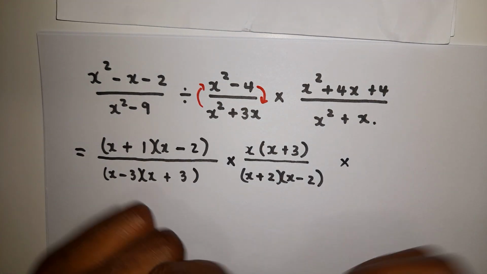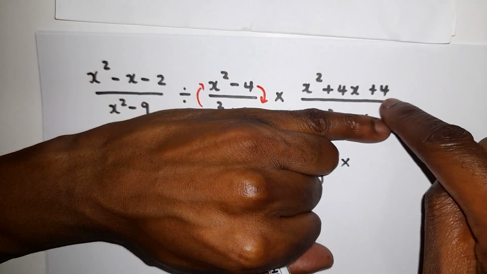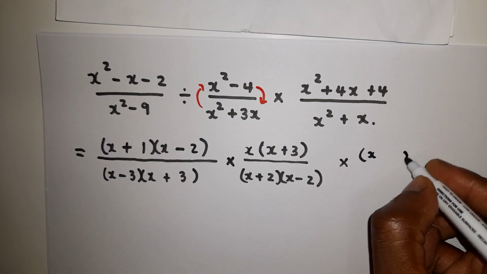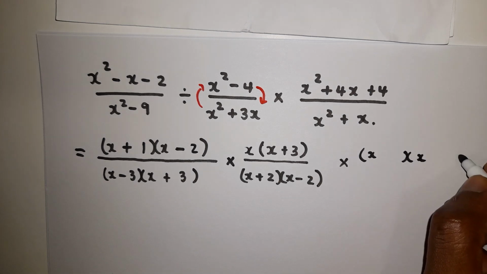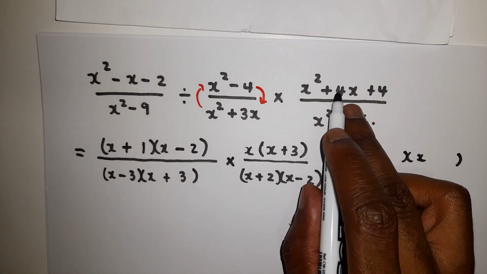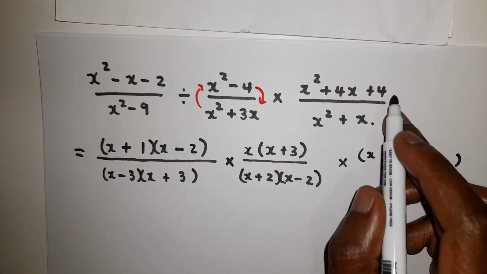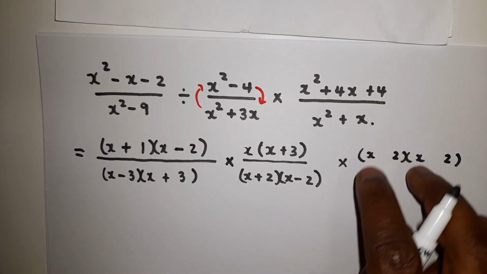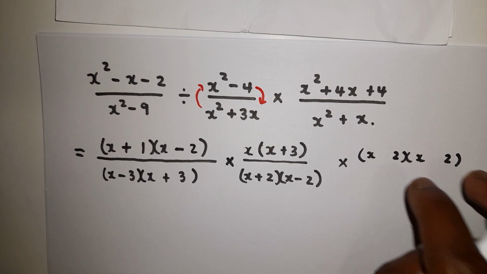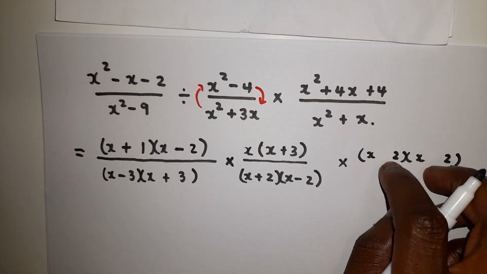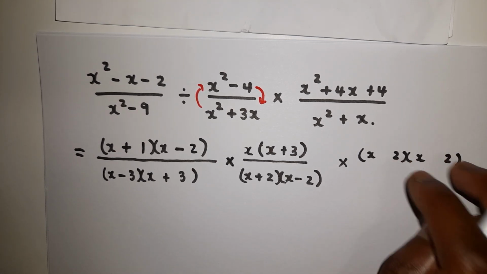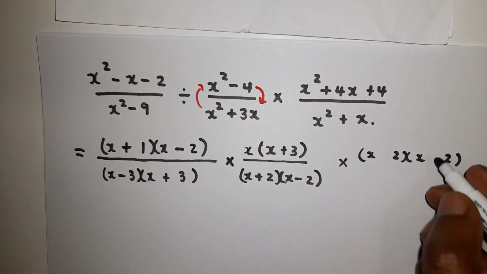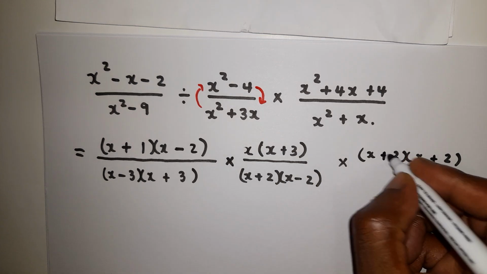Then multiplied by, this is a perfect trinomial. Therefore, it will be x and x. Factors of 4, that will give me 4, it's 2 and 2. But now the last sign is positive, which tells me that these brackets are going to be the same, either both positive or both negative. How do I decide? I look at the middle term, it's positive, so it means both must be positive.